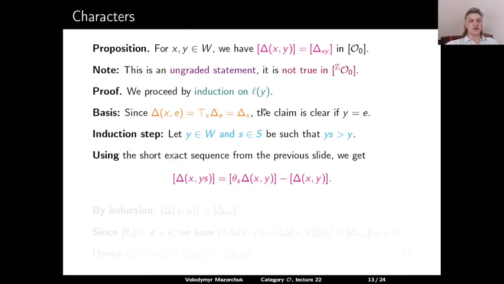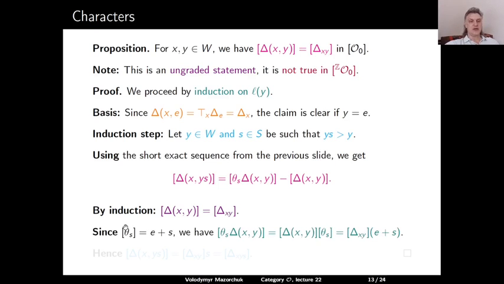So looking at that short exact sequence, from that sequence we get that the image in the Grothendieck group of the right term, delta x comma ys, is equal to the difference between the image of theta s delta xy and the image of delta xy. So by induction, we know that the image of delta x comma y is equal to the class of delta xy. And we also know that the linear transformation of the Grothendieck group given by theta s coincides with the right multiplication by the element e plus s.